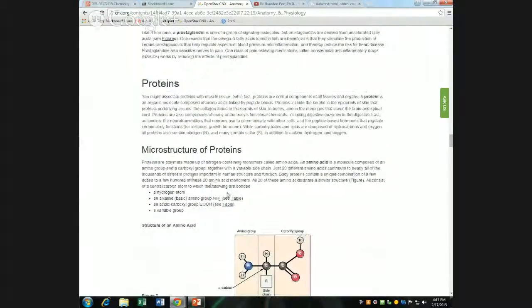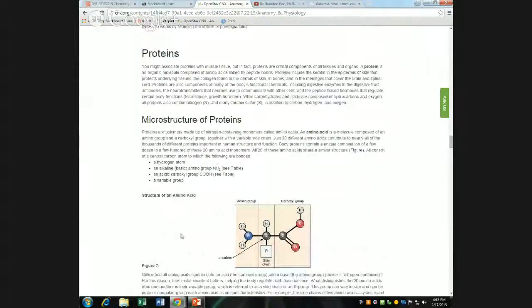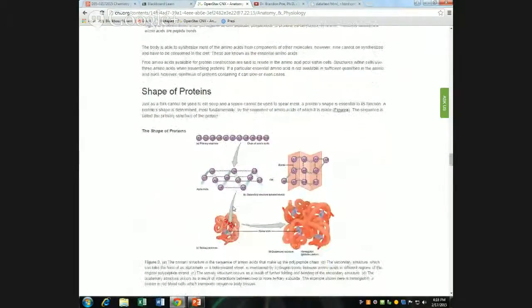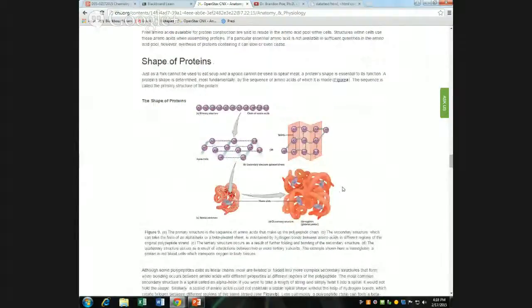Proteins, explaining the structure of how they bond together, how amino acids make up a strand that we call a protein. And then it gets into talking about shape. It's a little unfortunate in the book here, they don't go into this in a whole lot of detail. This figure kind of sums up all the really important stuff that you need to get.